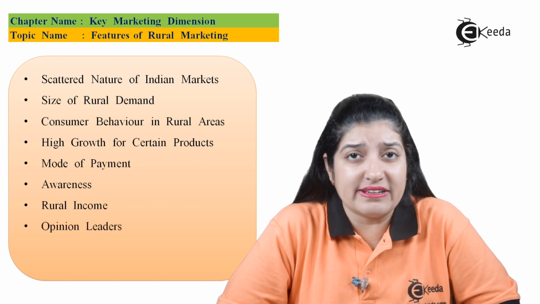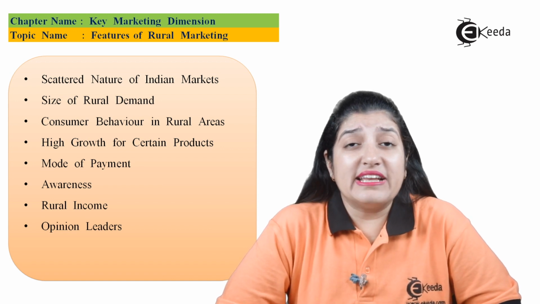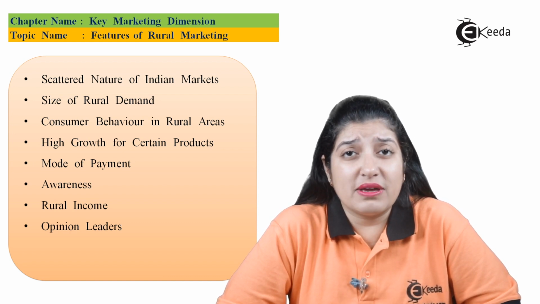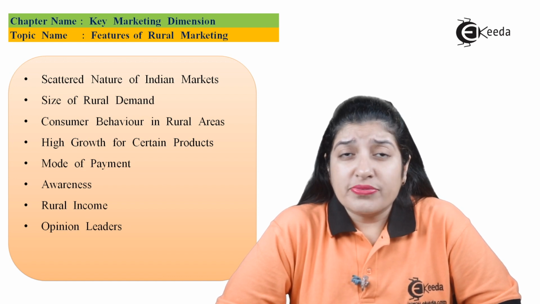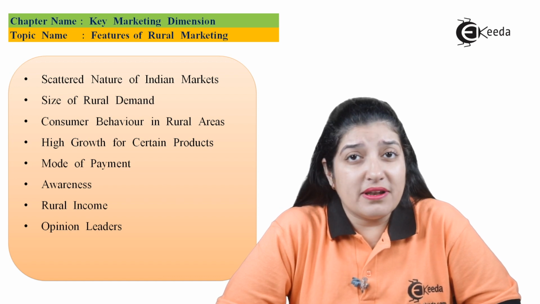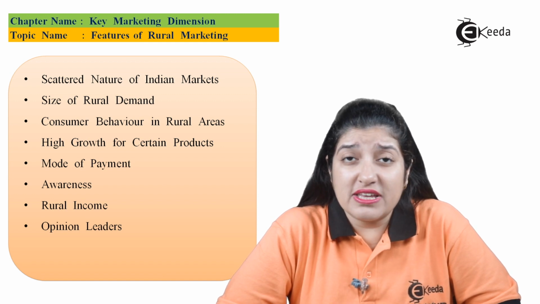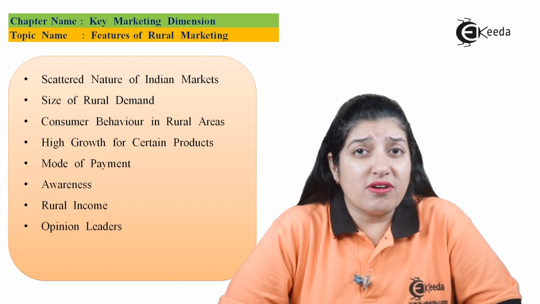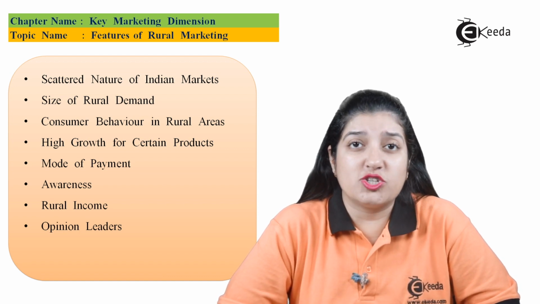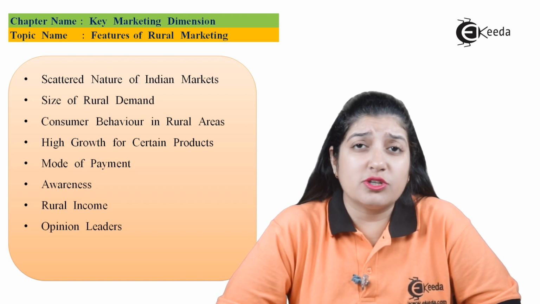Next is opinion leaders. Yes, my dear friends, opinions. Now, rural people are highly influenceable. If somebody influences them, it is very easy for them to make a decision. So, panchayats and teachers and doctors and people from urban areas are a source of influence for them. Specifically, panchayat leaders, the leader of the farm, or say the landlord, all these people are very influential in the decision making and purchasing process of the rural people.